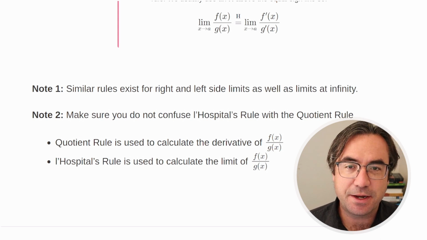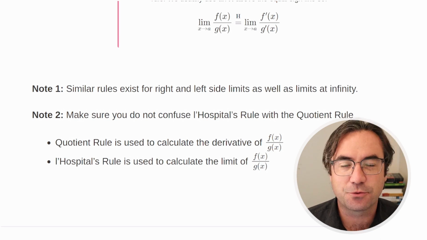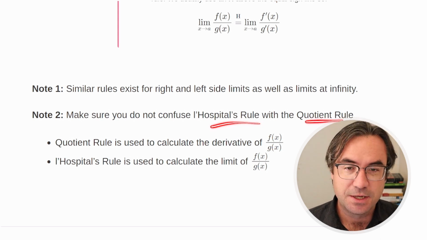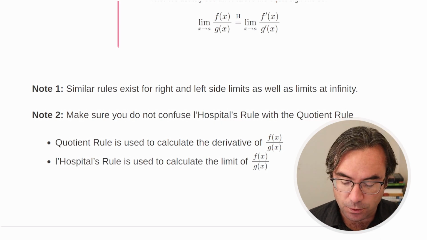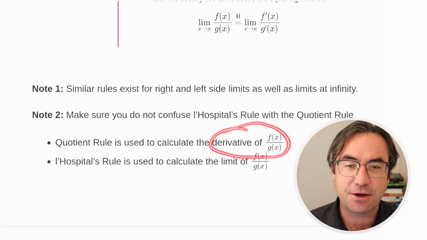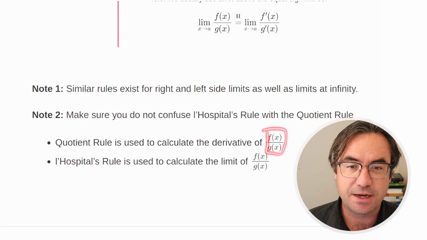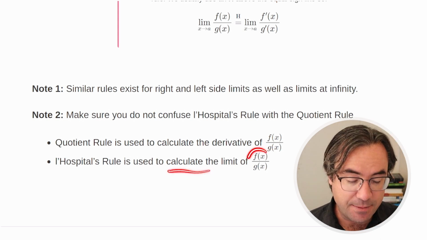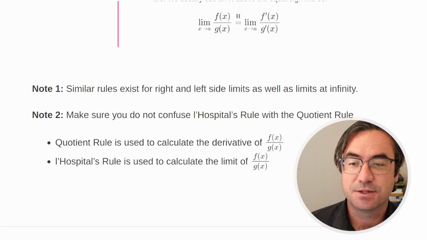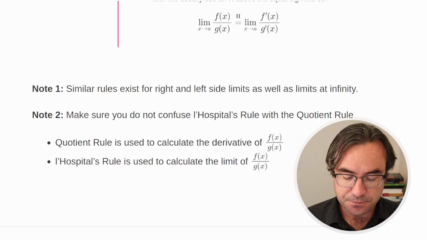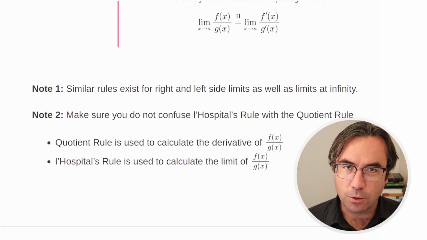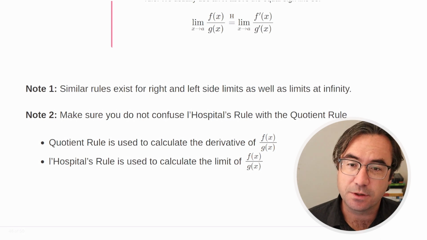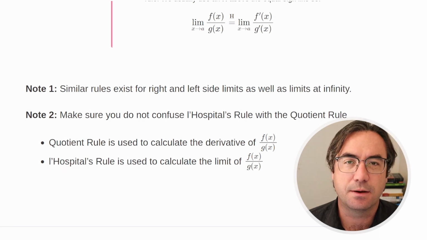And it's worth mentioning here because now that we've learned derivatives, it's easy to mix L'Hopital's rule up with the quotient rule. So what's the difference between these two things? Well, the quotient rule is used to help us calculate the derivative of a quotient. So we're trying to differentiate f of x over g of x. L'Hopital's rule is used to help us calculate the limit of a fraction, f of x over g of x. So we use these rules very differently. Just keep that in mind. If our goal is to just differentiate a function and it's a fraction, we have to use the quotient rule. If we're trying to do a limit, that's when maybe L'Hopital's rule comes in.